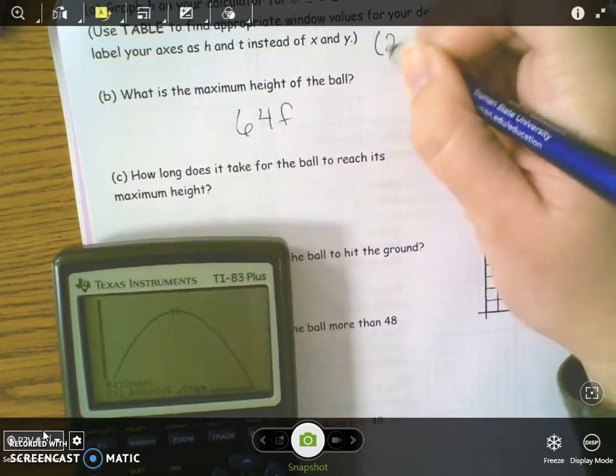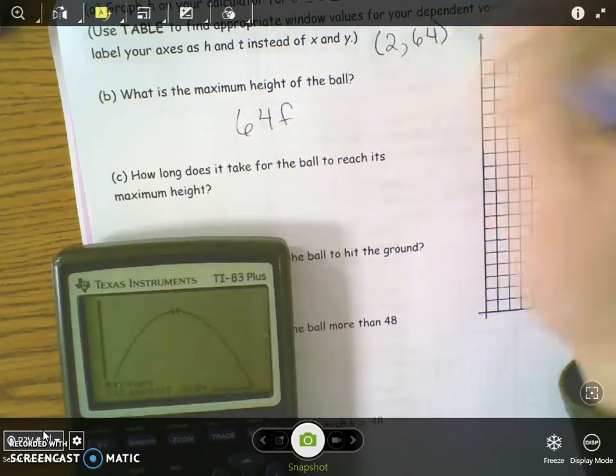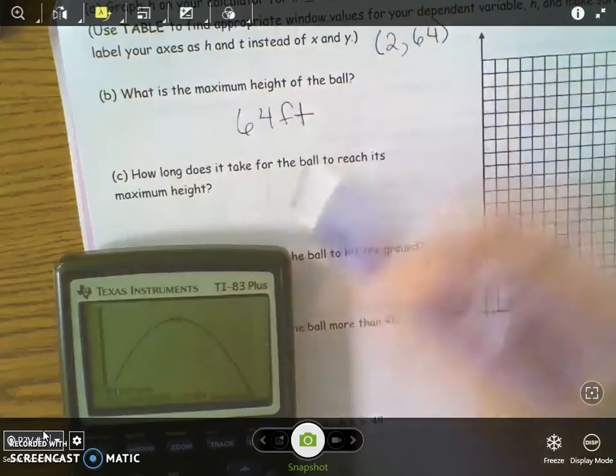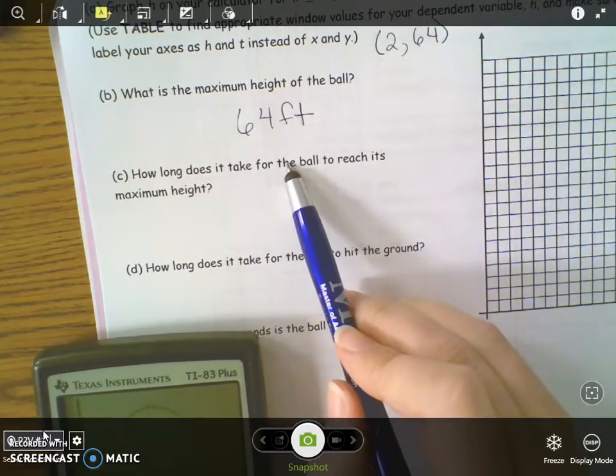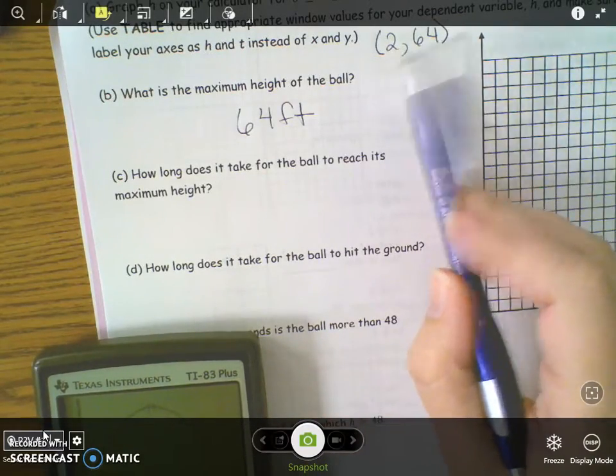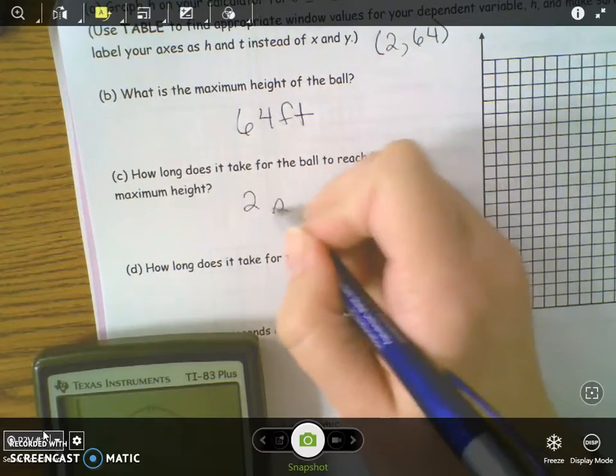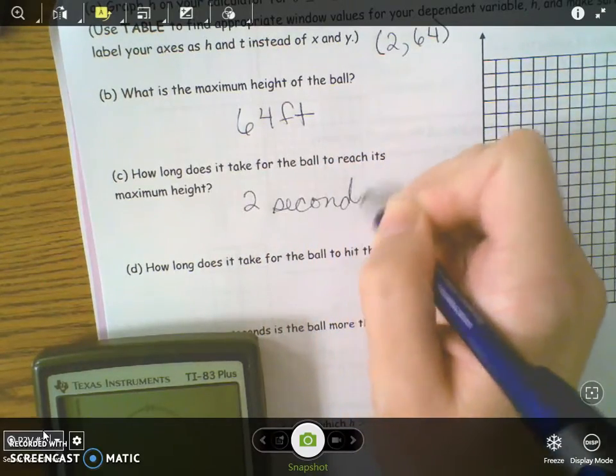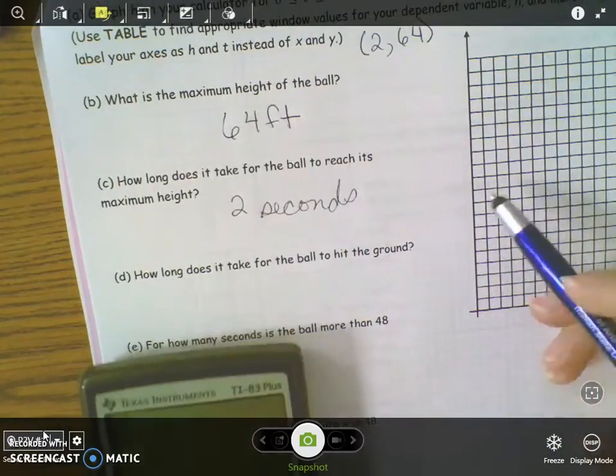So my vertex is (2, 64). And at this point it says how long does it take for it to reach its maximum height? That's going to be 2 seconds. The time is 2 seconds. Okay, how long does it take the ball to hit the ground?